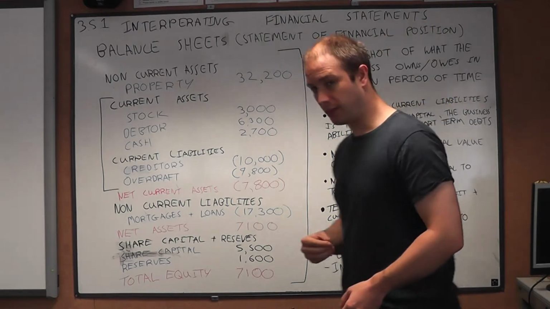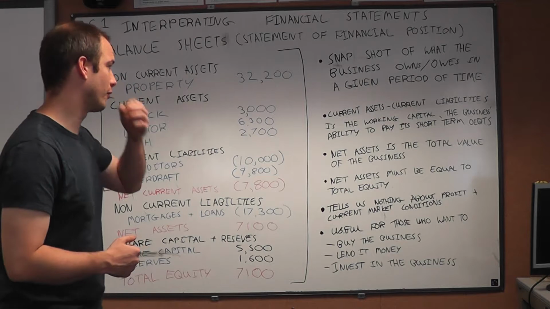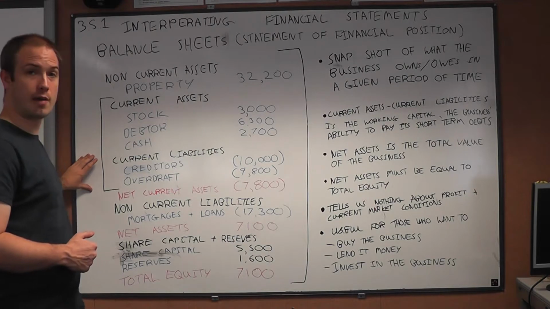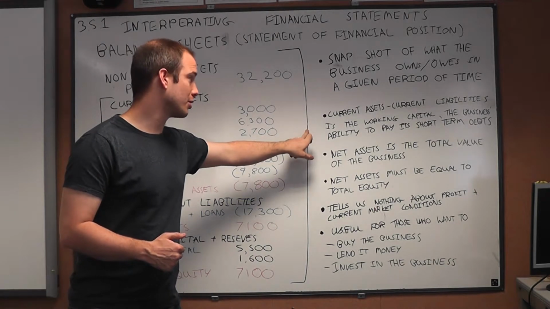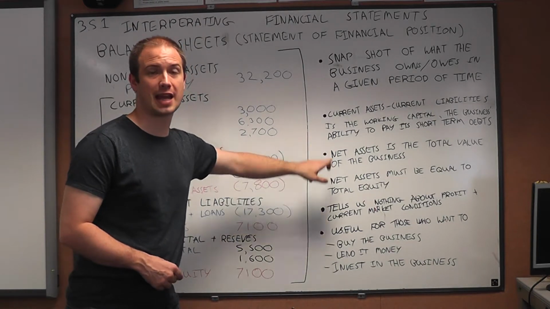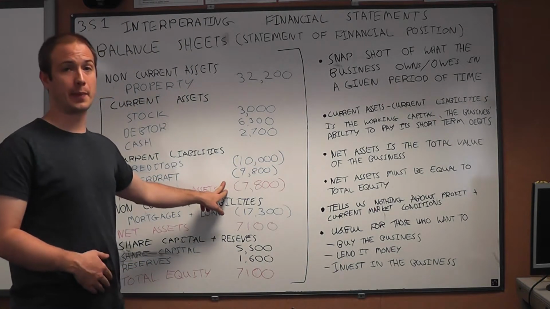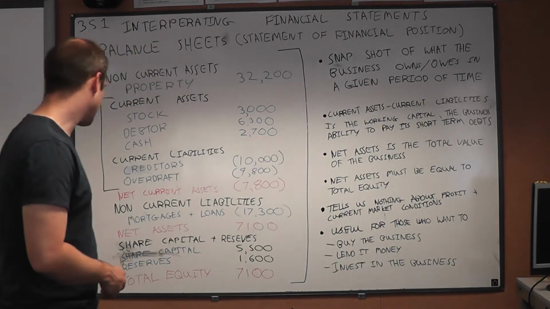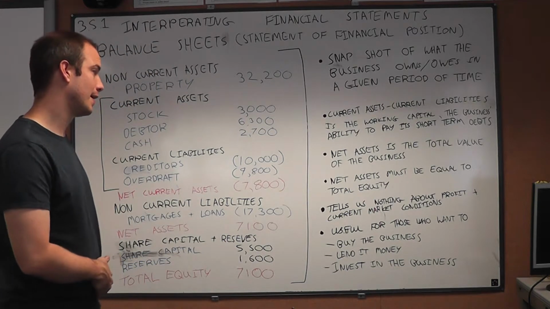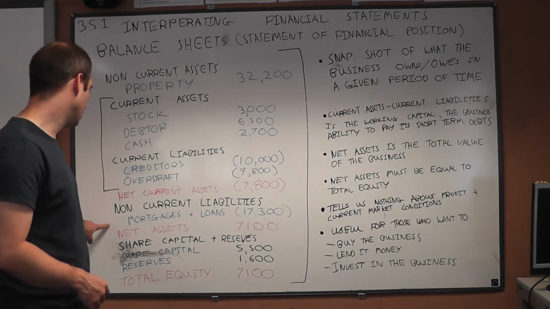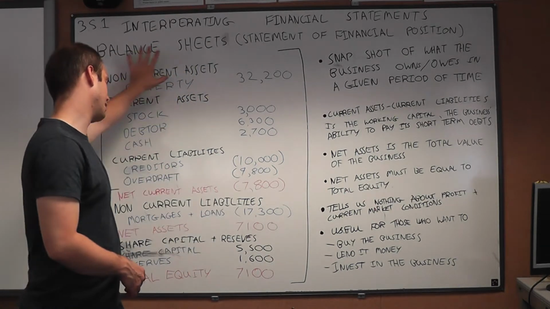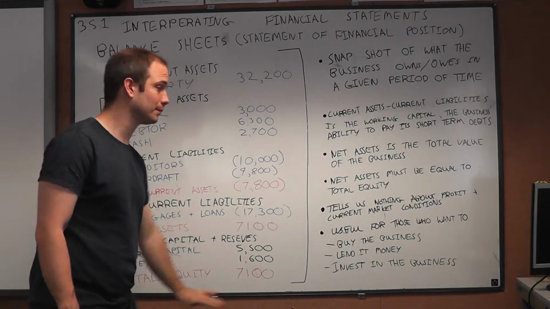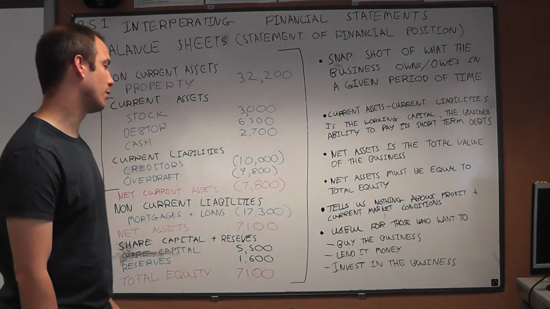So, let's talk about some of these things, a little bit of a recap. Our current assets minus our current liabilities are the working capital and the business's ability to pay its short-term debts. As we can see with this business, they're going to struggle to pay their short-term debts. So net assets here is the total value of the business, and the net assets must be equal to our total equity, because this is all the money, all the things that the business has money invested in, and this is essentially where all the money came from. So those two figures must equal each other.